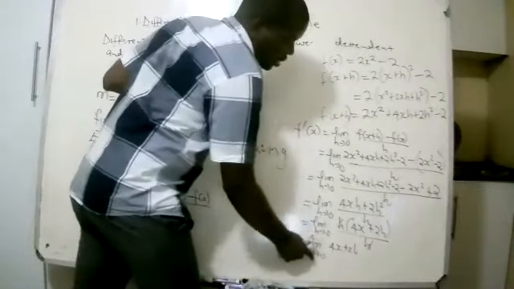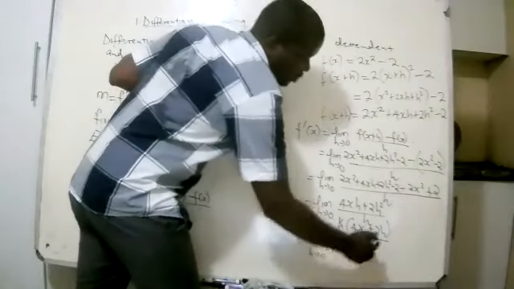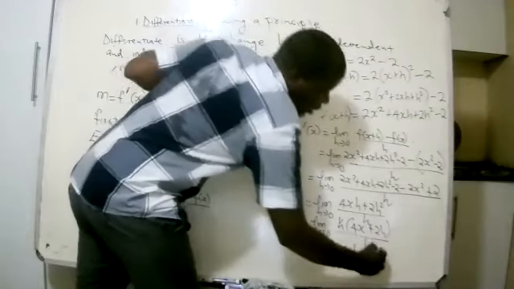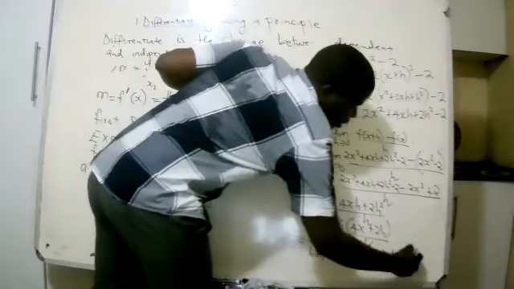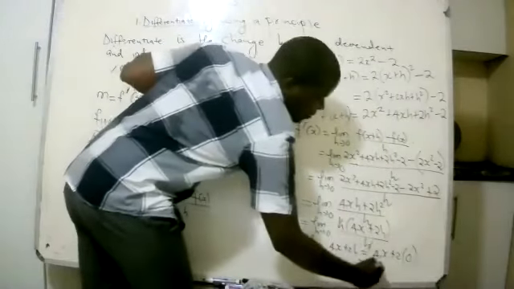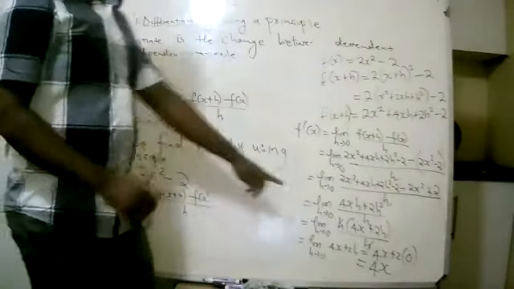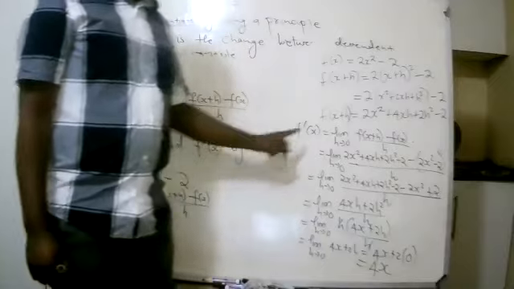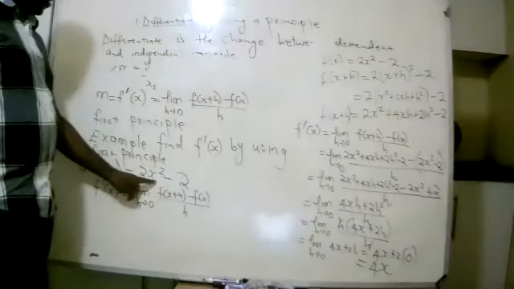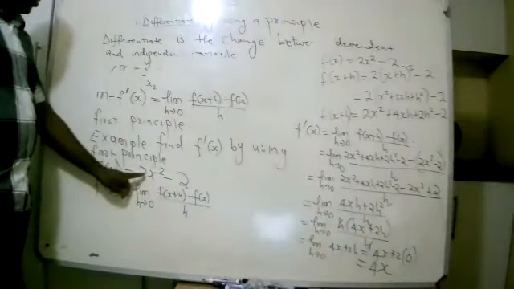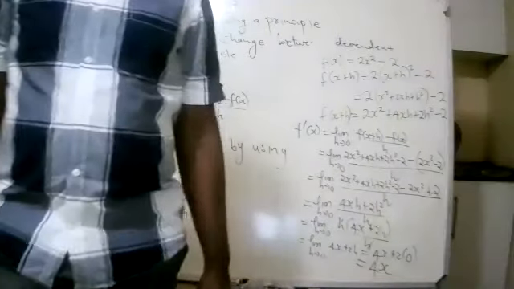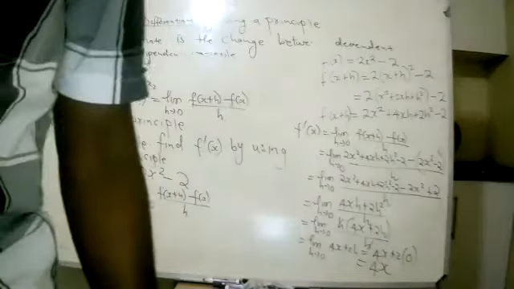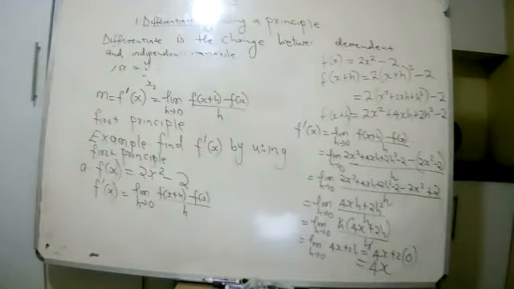So limit when h approaching 0, it means when we have h, we substitute 0. And once we substitute 0, we're going to have 4x plus 2, and then we substitute 0 where we have h. Therefore, the final answer that we are looking for is 4x. That 4x is your average gradient of this function that we are given here, a function 2x squared minus 2. That is how we differentiate a function by using first principle. Is that okay?